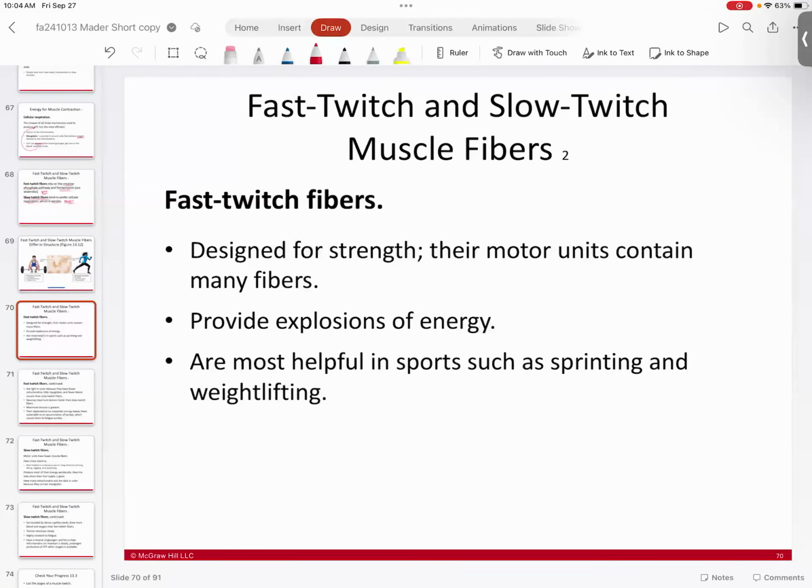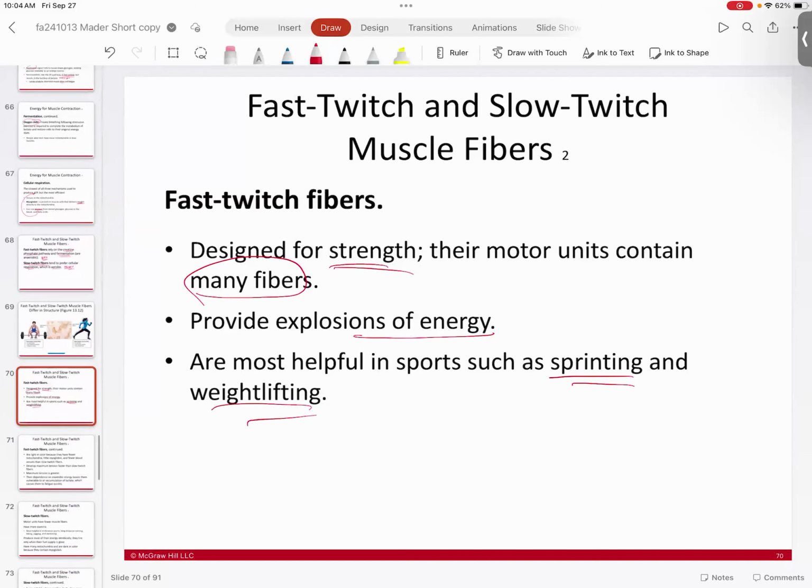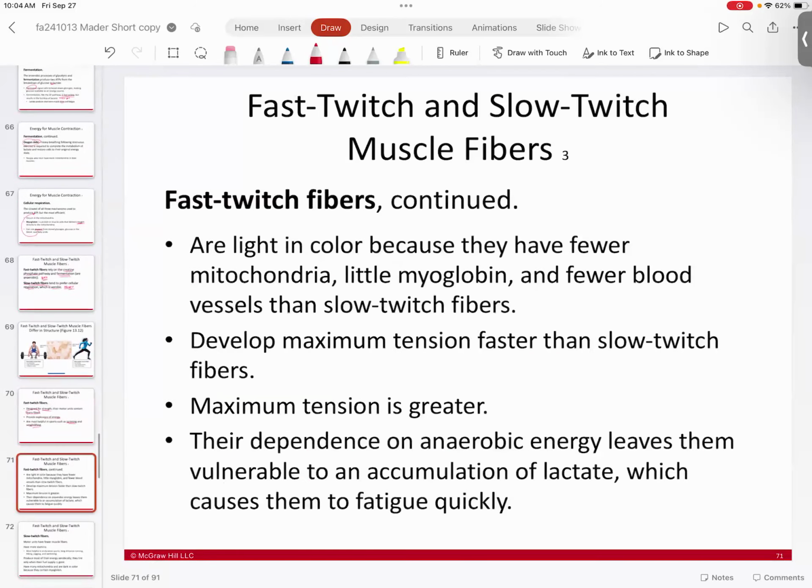So fast twitch fibers typically are strength fibers. Their motor units will have lots of fibers in them, and that gives you a good explosion of energy, right? This is basically like sprinting and weightlifting. That's where you see a lot of fast twitch fibers. Okay, you're building for strength.